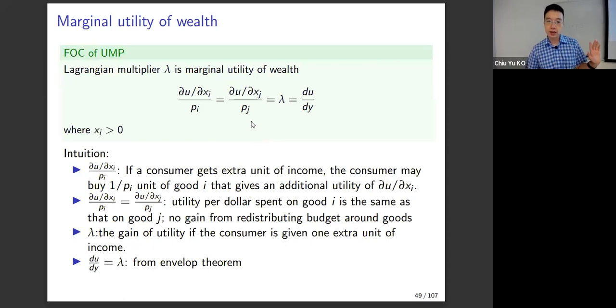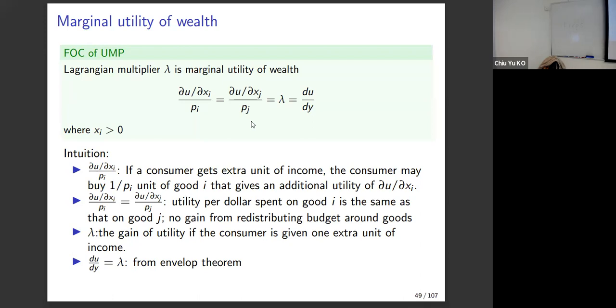And one thing I want to emphasize as well is the other way of writing the FOC, which is in terms of the marginal utility of wealth, okay? One important thing is the lambda, which is the Lagrange multiplier. Because when we do optimization problems, for the Lagrange multiplier we often want to interpret it. And you can write it in this way: it's just like the utility that you get when you have one more unit of income.